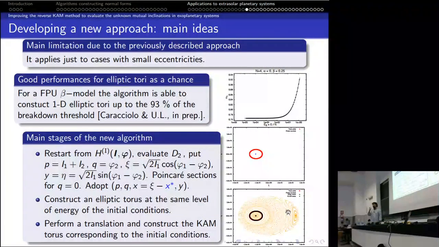So, another 1% of inspiration. How to move farther from the equilibrium point? If your eccentricity is larger, then also your secular energy is larger. Then it could be very promising to apply an approach based on elliptic tori. Why? Because Kara made the computation for the beta model. The beta model is a quartic system described by a quartic polynomial without cubic terms. So it has exactly the same kind of structure as the secular problem.